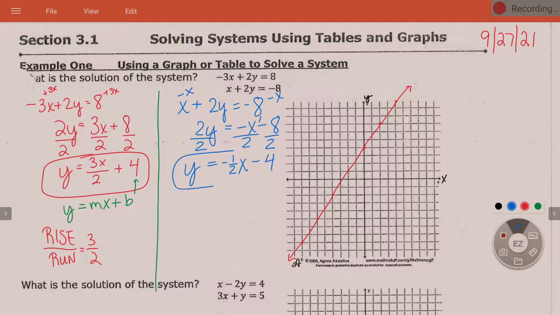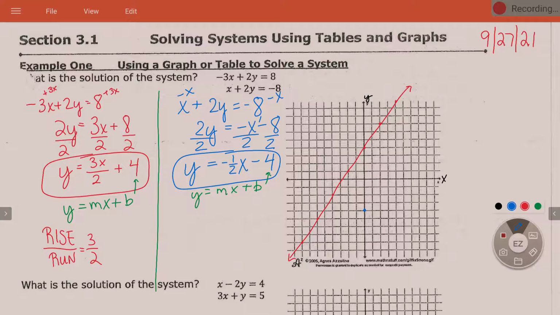Okay. Now do I have y equals mx plus b form? Yeah, I certainly do. What do I do? Plug in your y-intercept. Okay, y-intercept. My y-intercept in this case is negative 4. Where do I put a y-intercept? On the y-axis. So I'm going to go 4 down.